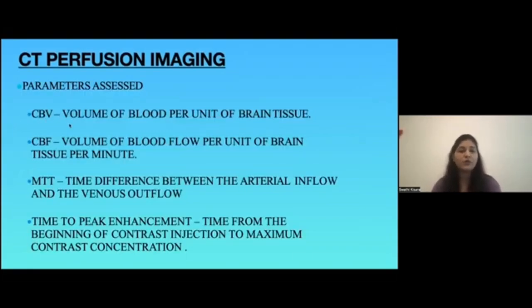Cerebral blood volume is the volume of blood per unit of brain tissue. Cerebral blood flow is the volume of blood flow per unit of brain tissue per minute. And MTT is the mean transit time. It is the time difference between the arterial inflow and the venous outflow. Time to peak enhancement is the time from the beginning of contrast injection to maximum contrast concentration.